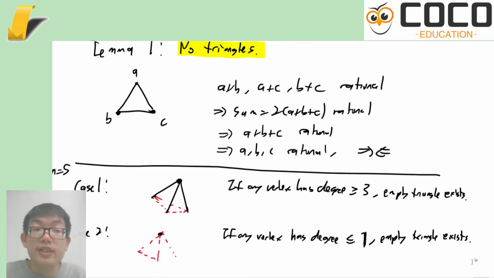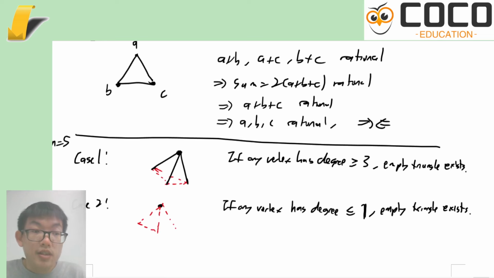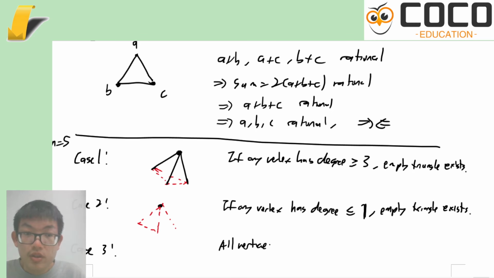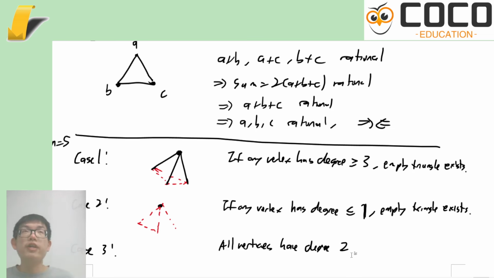An empty triangle exists. Third case is when all the vertices have degree 2. Now, how do you have a graph where all vertices are degree 2? Think about that.